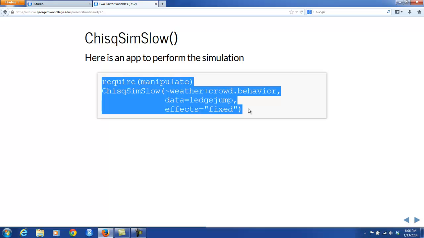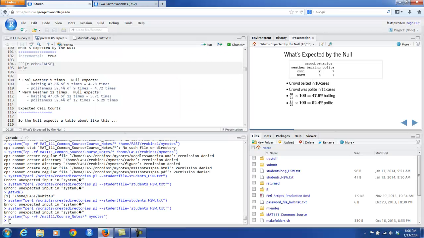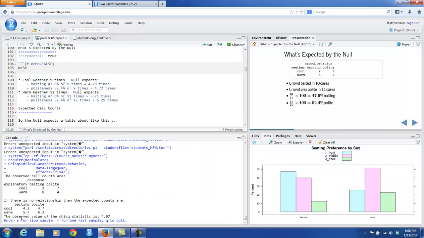And this is going to set things up so that although there's 21 incidents each time you go back and repeat the study, 9 of them will be in cool weather and 12 of them will be in warm weather, just like they were in the actual study. So we'll copy this and go back to RStudio and paste it into the console and give it a try.